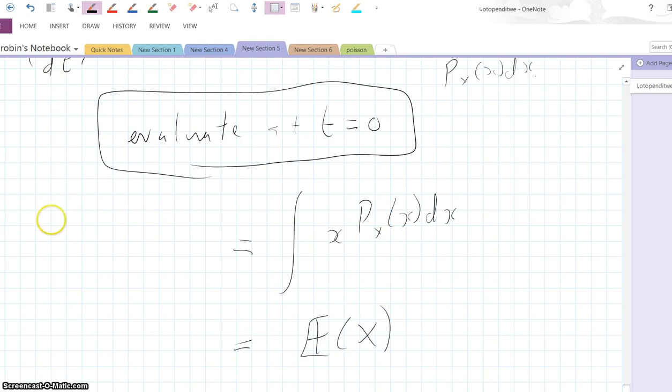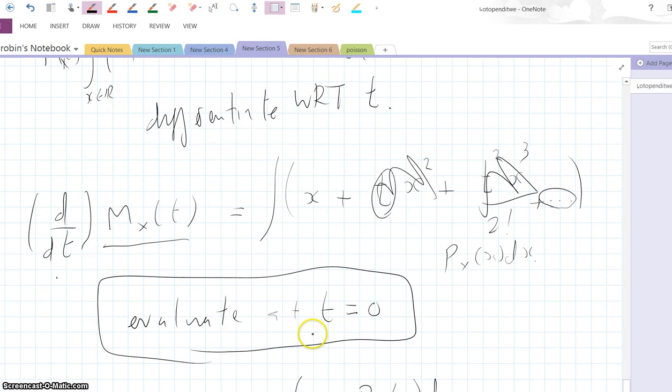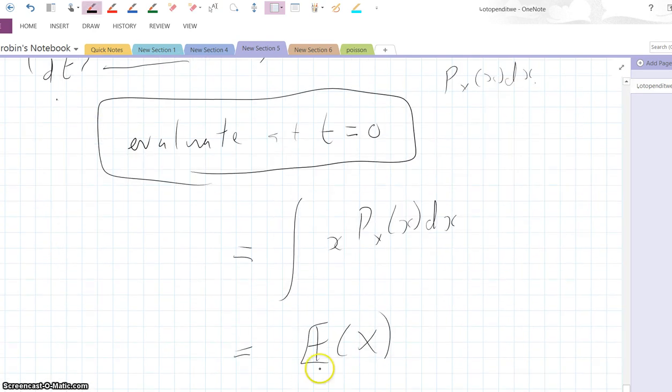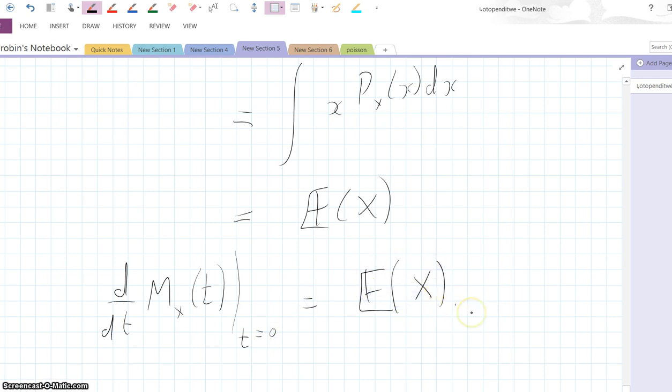That's nice. Let's go through that again. I've got m sub x of t, I've differentiated it, and now I'm evaluating this moment generating function at t equals 0. And we get this, which is the expectation of x. So wrapping it all up, d by dt of the moment generating function of x, which is a function of t, evaluated at t equals 0, equals the expectation of x. How about that? Isn't that neat? I think so.